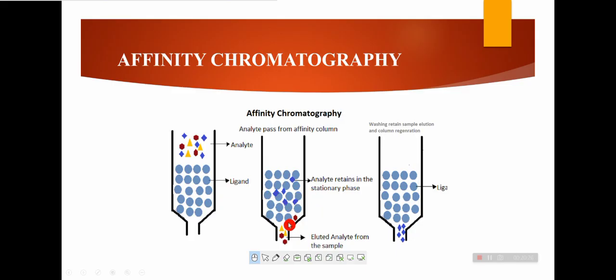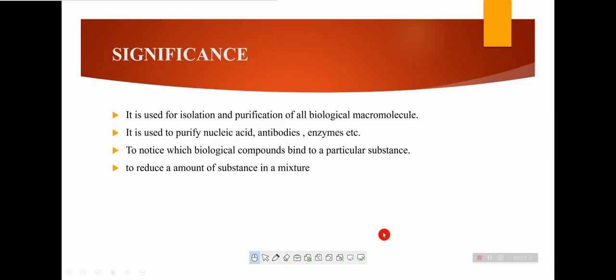A ligand is present in the column. We mix the analyte with this. The analyte passes through an affinity column. Then the analyte is retained in the stationary phase, and then we will elute the analyte from the sample with the help of beads.